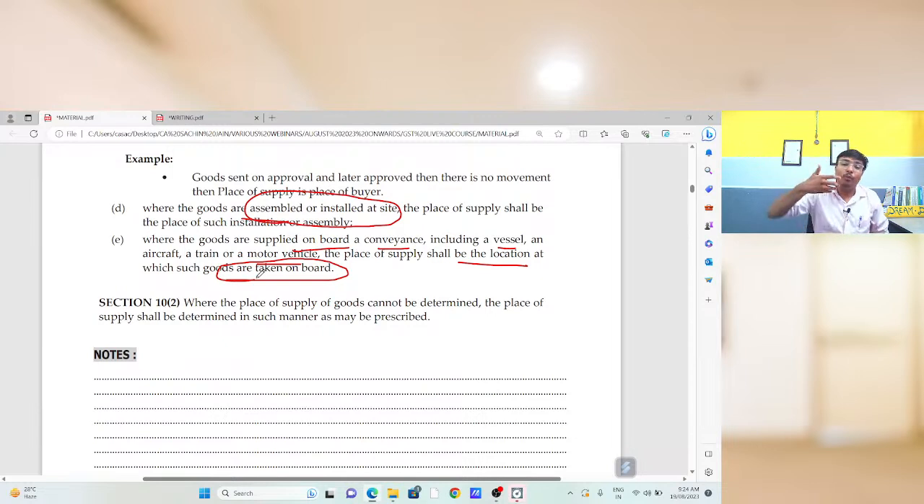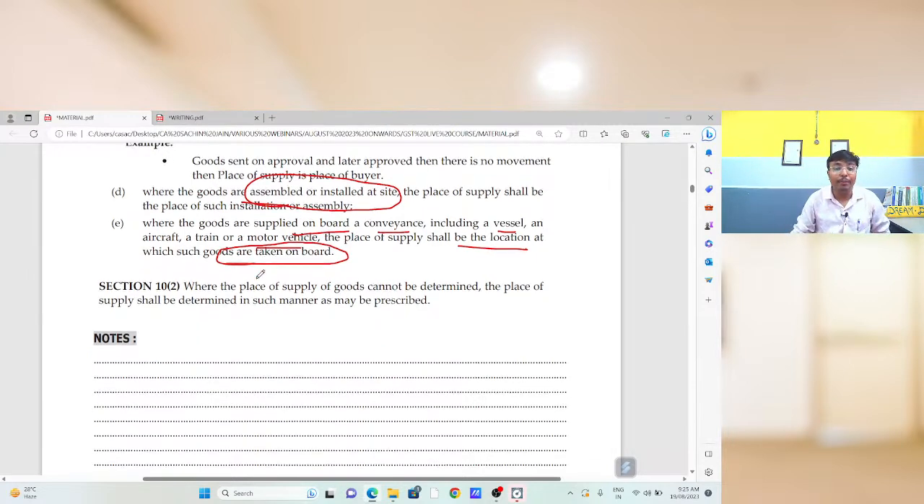And fifth one, when I am going to supply on board a conveyance, vessel, aircraft, or train, in that case, the place where the goods are taken on board will be treated as my place of supply. That is the complete concept of Section 10 of the IGST Act regarding place of supply. And if you are not going to decide the place of supply from this, then we have certain rules, and we are going to discuss those rules at the time of our complete discussion on place of supply. I just want to clear the basic concept of place of supply through Section 10 of the IGST Act.